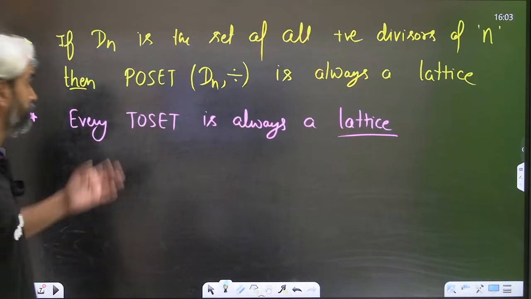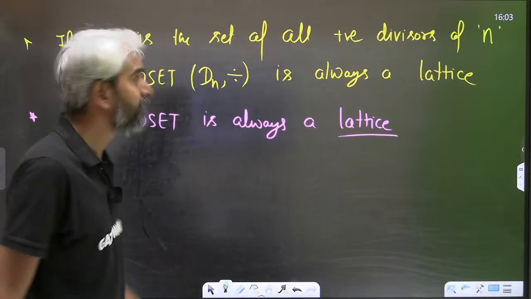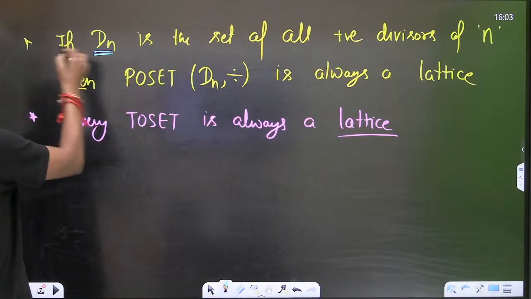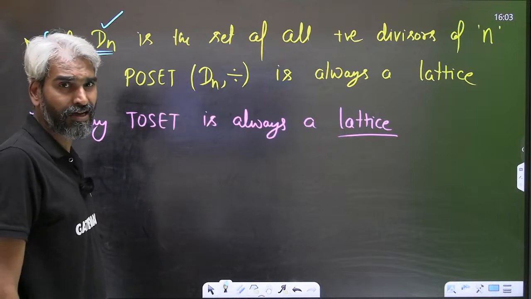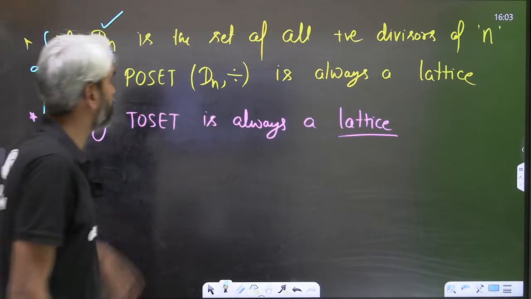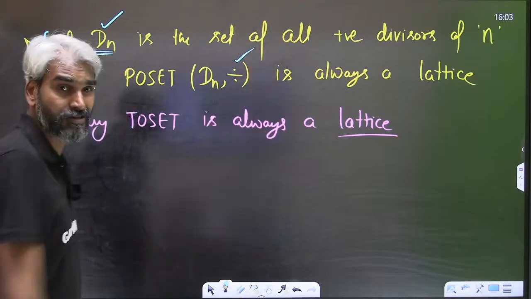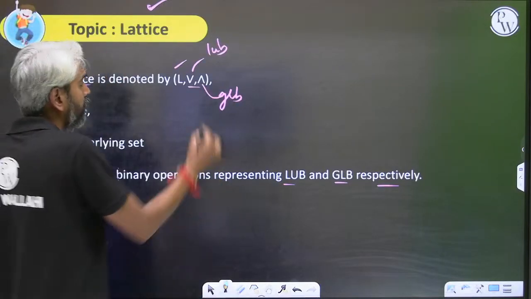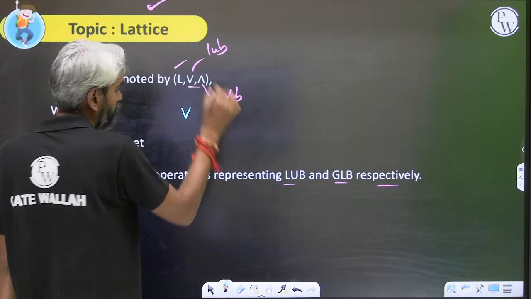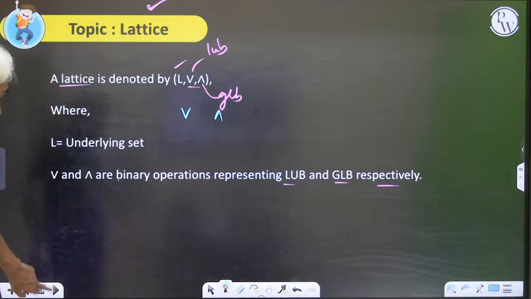Okay. So what did we say? This is just a note. You just need to remember the set of all divisors of a positive integer n will form a lattice with respect to the relation divide. It is always true. Now, in a lattice, the least upper bound will be denoted using this symbol and the greatest lower bound will be denoted using this symbol.